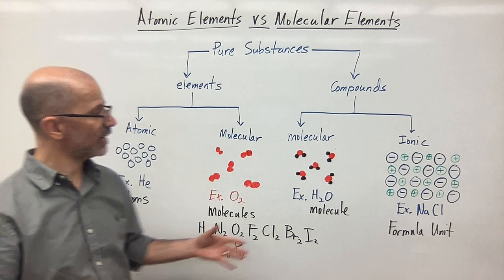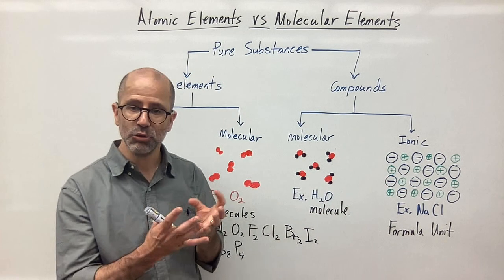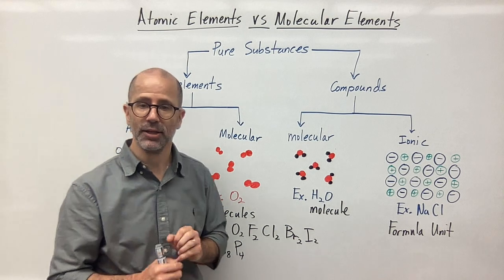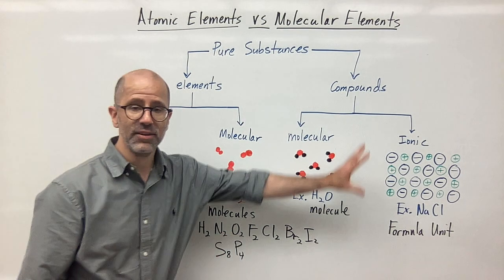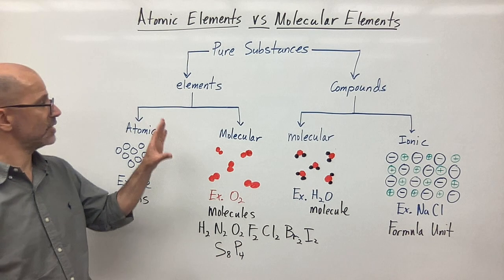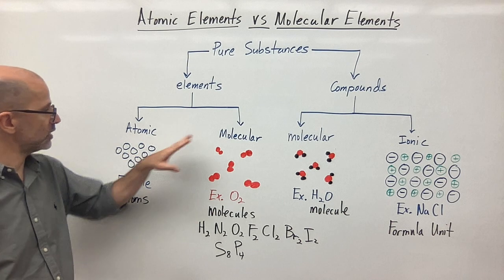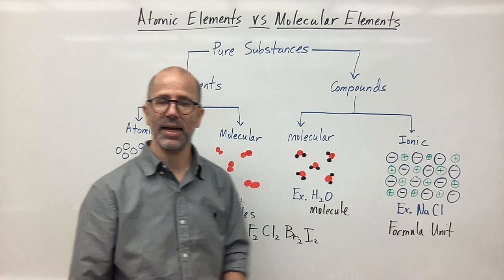The reason, again, is because we can't look at this and pick out the obvious unit and say that there is our NaCl molecule. We can't do that. So this is how you break up the substances, pure substances, into elements and compounds. And then we have, again, atomic elements, molecular elements, and we have molecular compounds and ionic compounds.